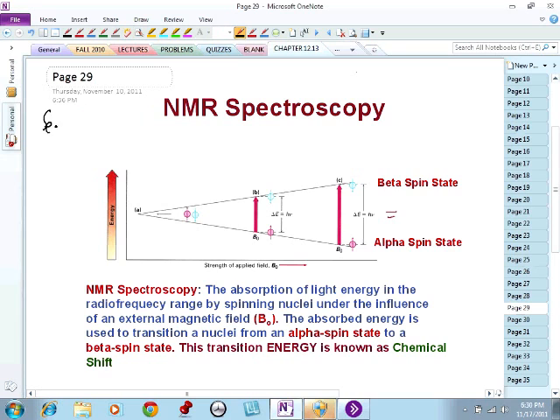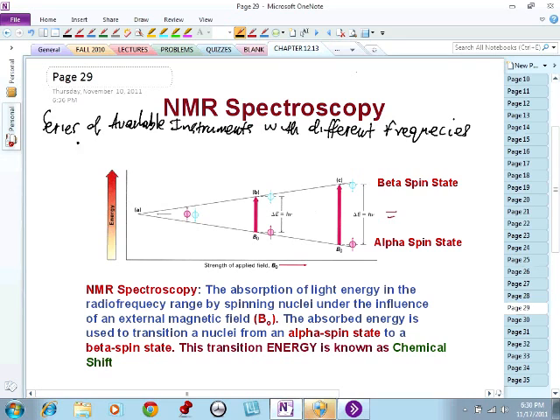Now, let me give you the series of instruments that are now available. You have a series of instruments out there with different frequency, in other words, energy. Very often we have what we call a 60 megahertz instrument. We have the 100 megahertz instrument, the 200 megahertz instrument, a 300. One of these days when you have the time, you come to my office, I will show you. We do have the 300 megahertz instrument downstairs and also a 400 megahertz instrument. And so on and so forth, 500.